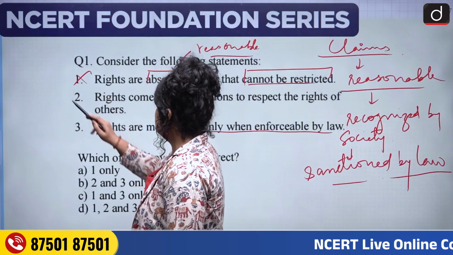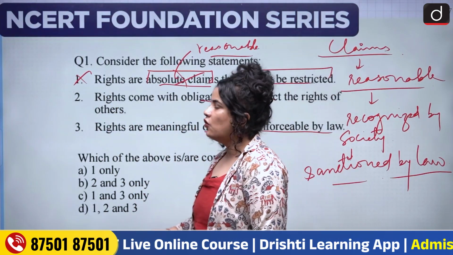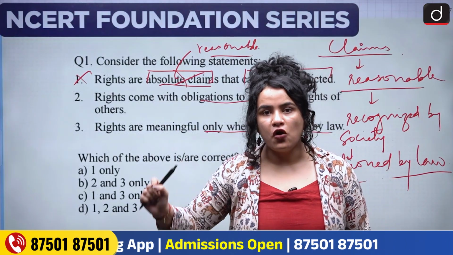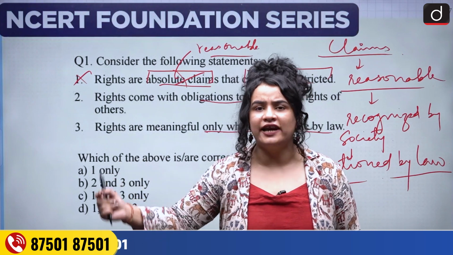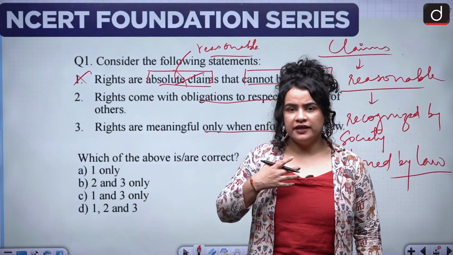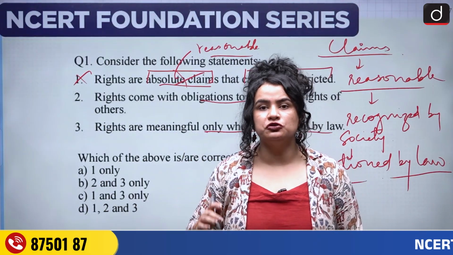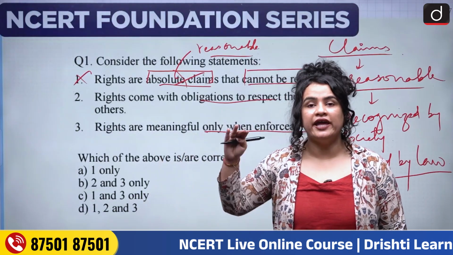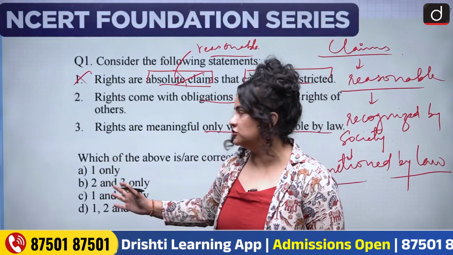Now, the second statement is rights come with obligations to respect the rights of others, of course. So, my right to exercise freedom should not curtail another person's freedom or another person's right to enjoy some other type of freedom. My right to listen to the loudest music ever should not curtail the other person's right to enjoy peace. All right. Of course, there are reasonable restrictions.